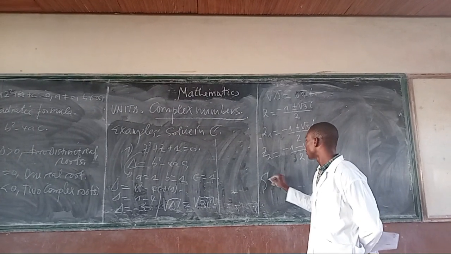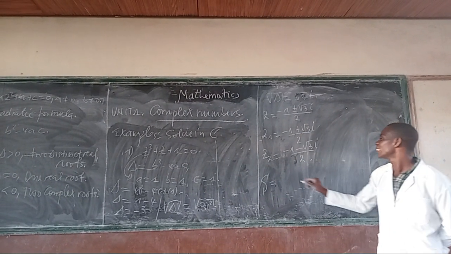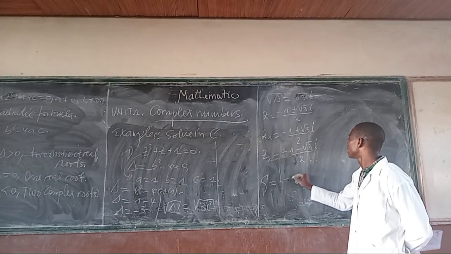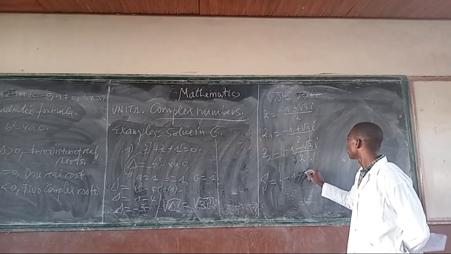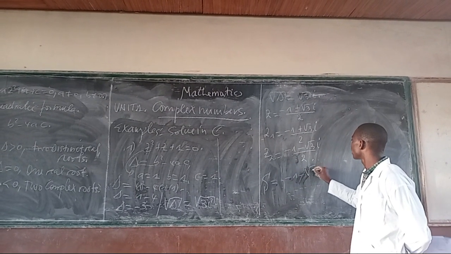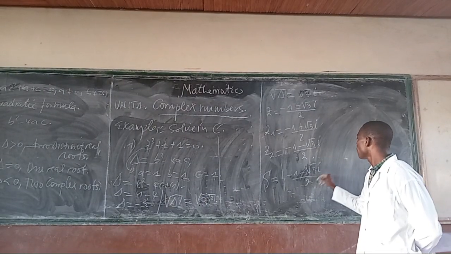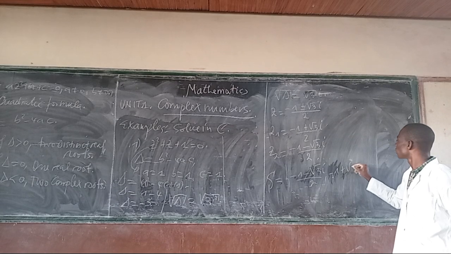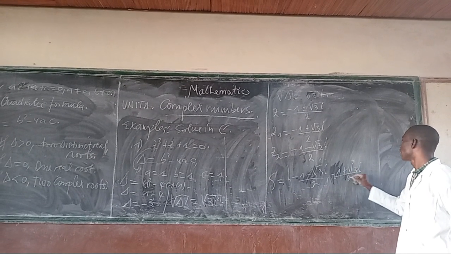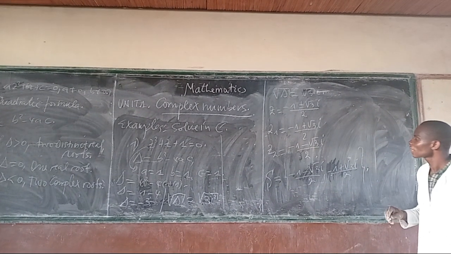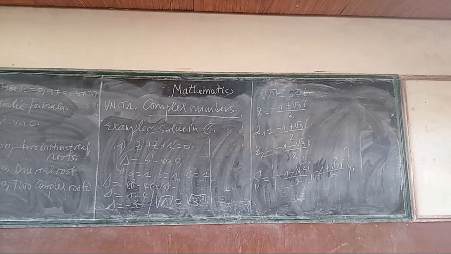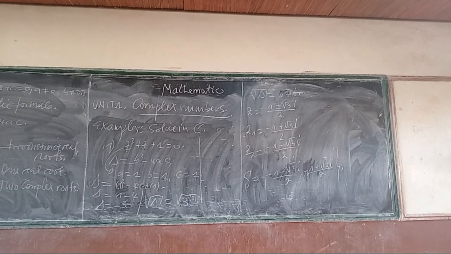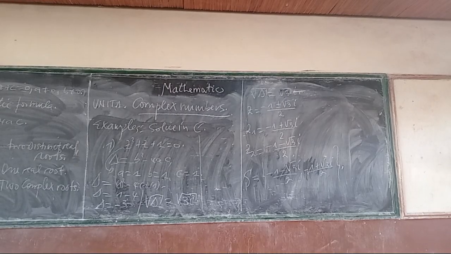Then we write the solutions. The solutions will include negative 1 minus square root of 3i over 2, and the root negative 1 plus root of 3i over 2. That is the solution of the equation we were asked to solve.